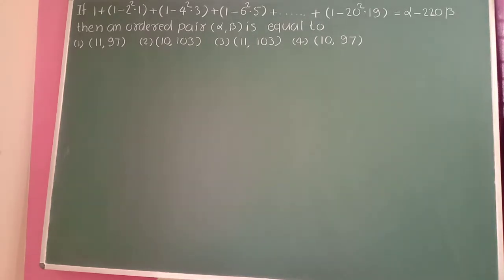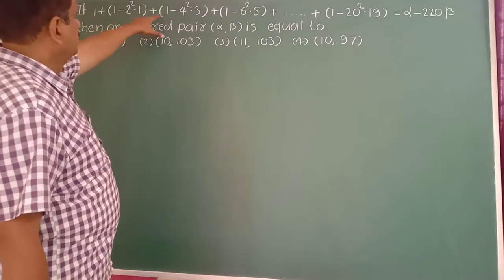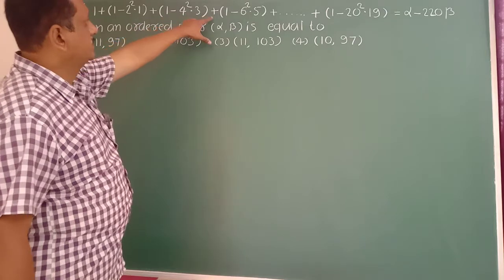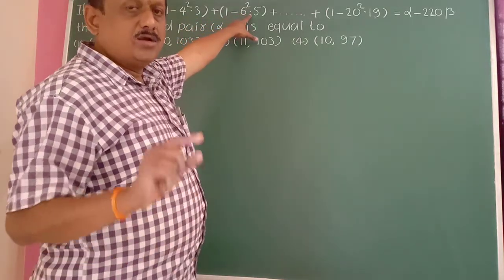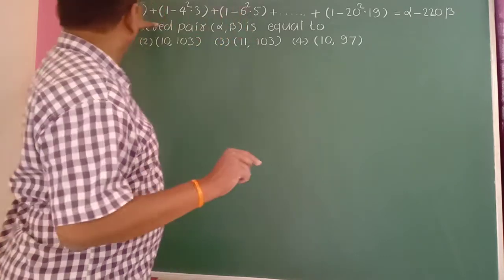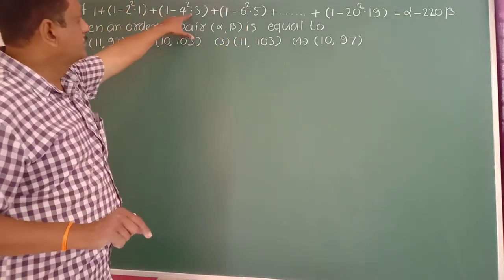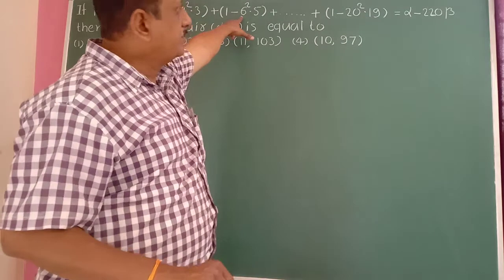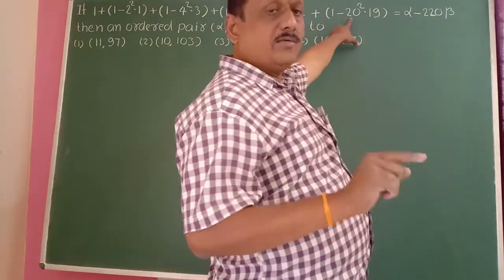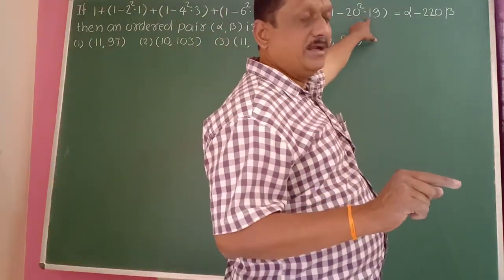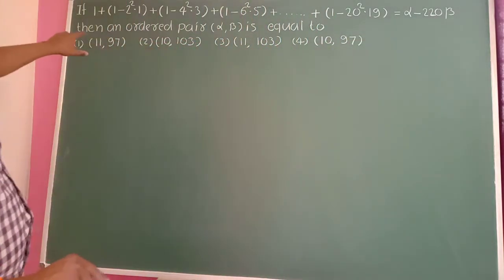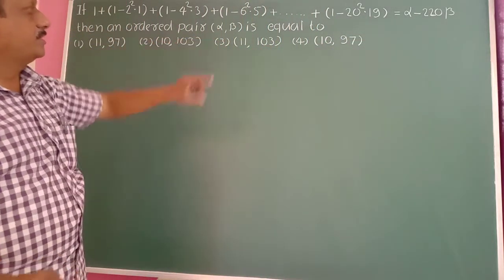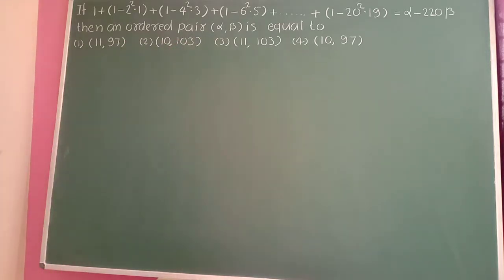If 1 plus (1 minus 2 square) into 1 plus (1 minus 4 square) into 3 plus (1 minus 6 square) into 5. It is not a point here, it is a multiplication. Okay, 2 square into 1, 4 square into 3, 6 square into 5 and so on, up to (1 minus 20 square) into 19, is equal to alpha minus 220 beta. Then an ordered pair alpha beta is equal to what here? 4 options are there.